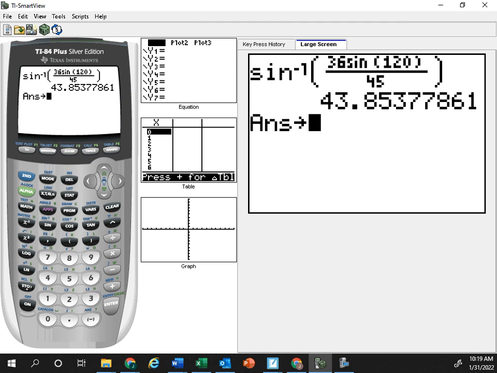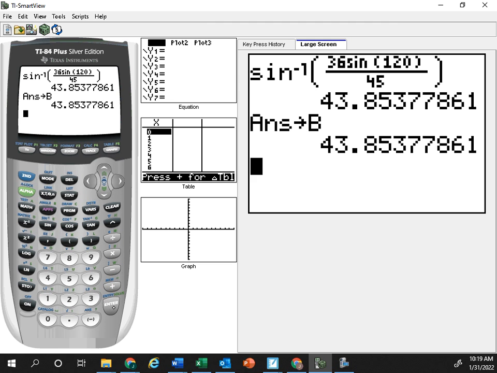And you have to tell it where you want to store this answer. So I think this was angle B, right? So I'm going to do alpha B, and then push enter. I have now stored this in my calculator as B. Okay, so let me go back to the problem here and we'll jot down this answer. We'll come back to this stored value.